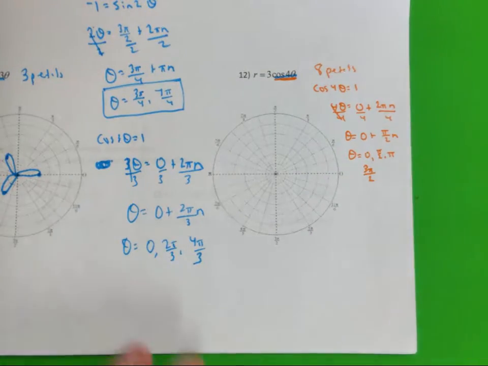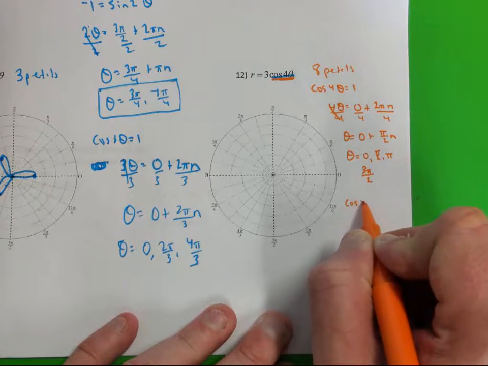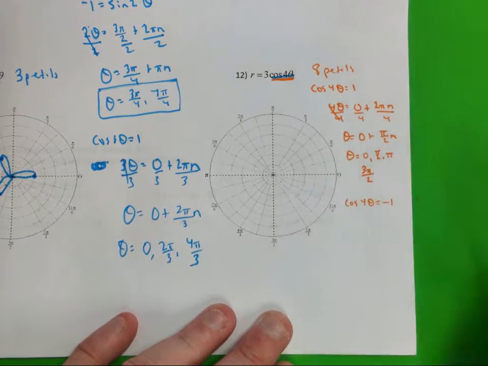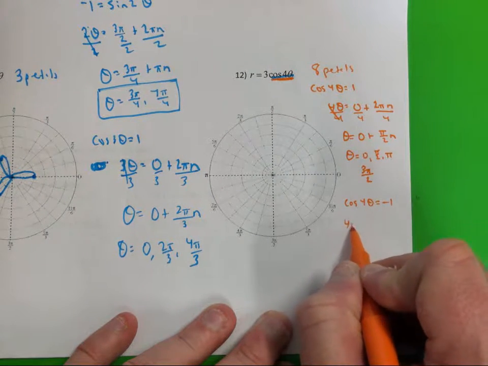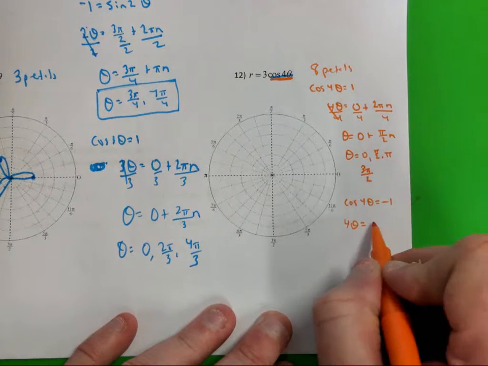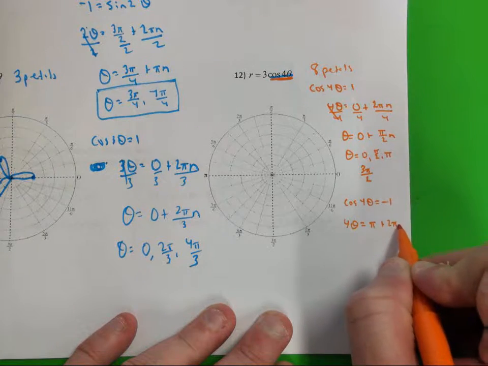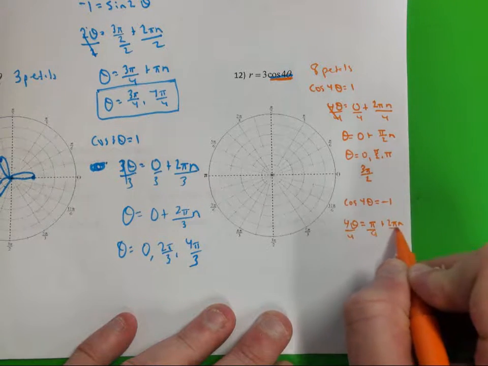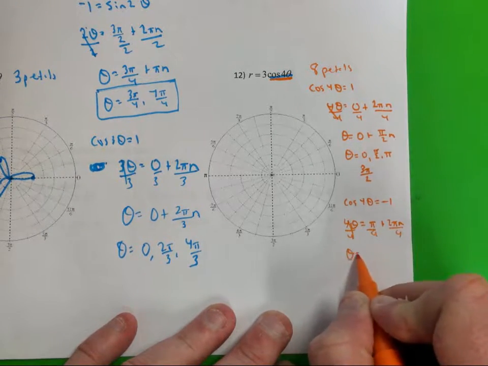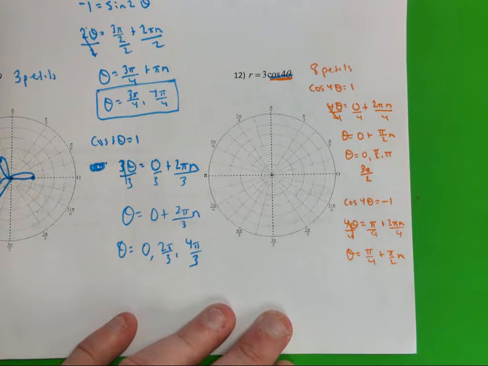Moving to the next one. Alright. Cosine of 4 theta equals negative 1. Where does cosine equal negative 1, guys? Pi. Pi plus 2 pi n. I'm going to divide everything by 4. Get theta equals pi over 4 plus pi over 2 n.